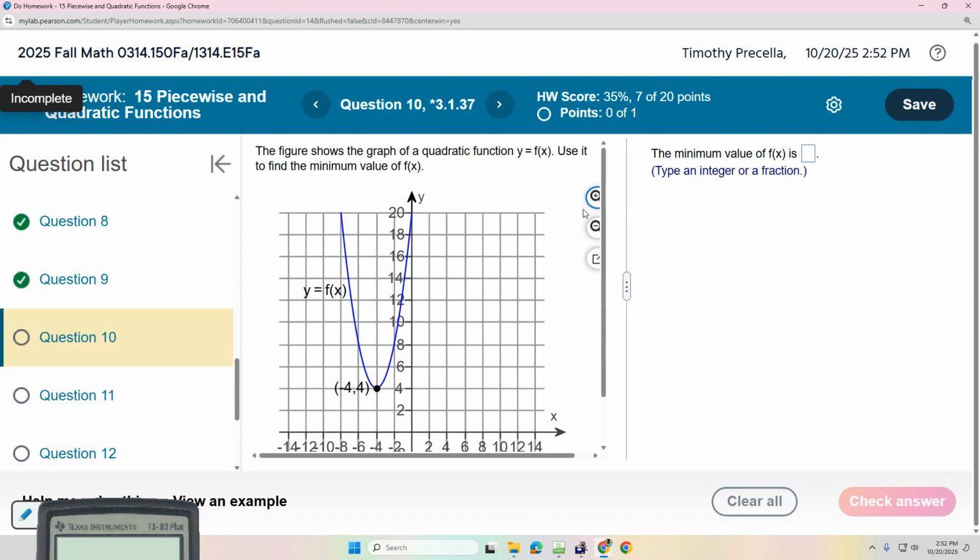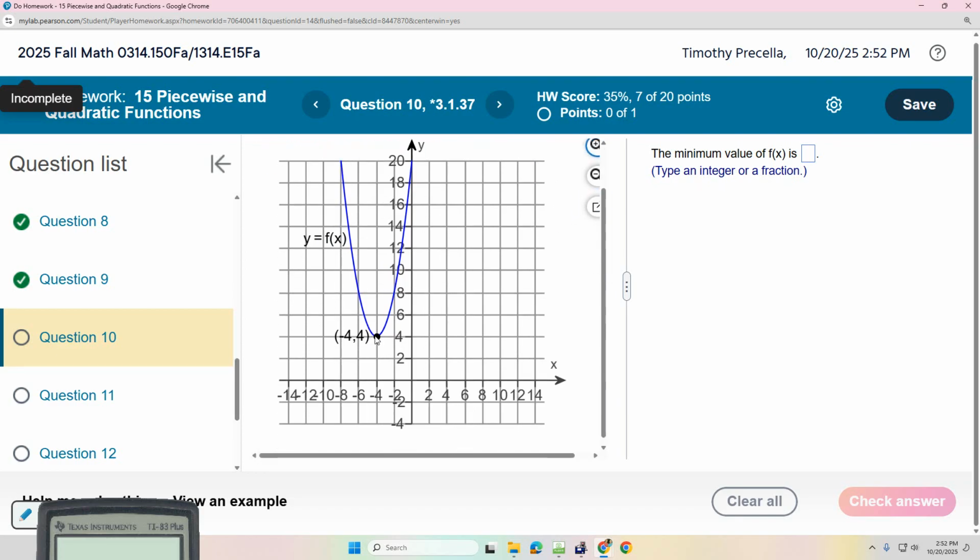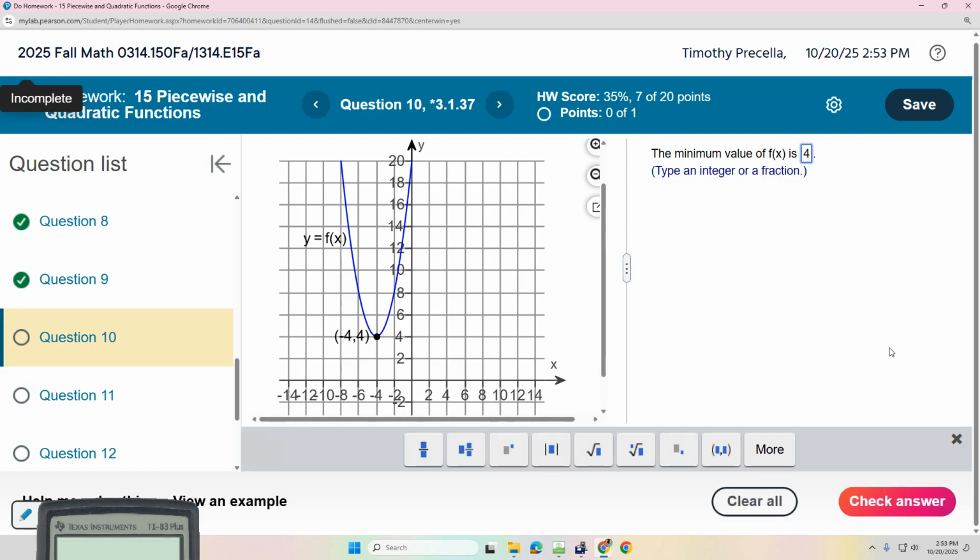Well, they say we have a minimum. This parabola is opening upward, so does the vertex correspond to a maximum or minimum? It is a minimum. So yeah, it's a sensible question. What is the minimum value of f of x? That f of x is the same thing as y. What's the minimum value of y on that graph? What's the smallest y value? That's +4. -4 is the x value.